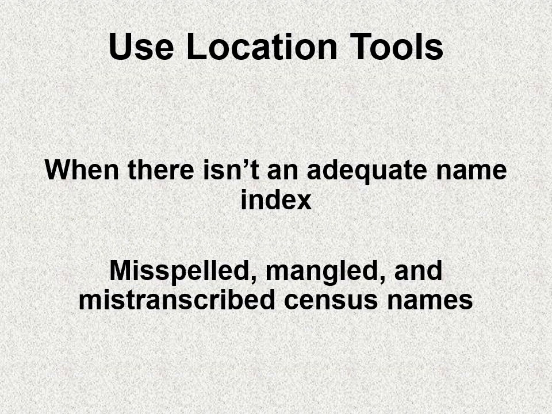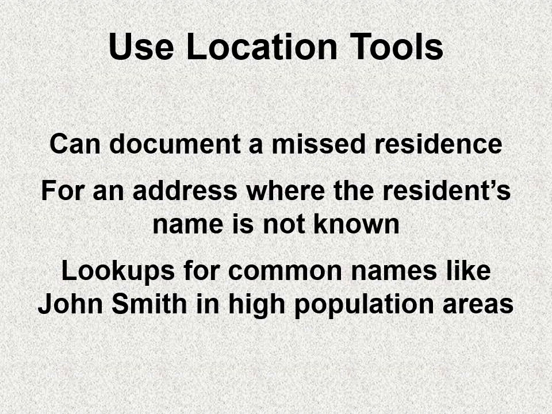If name searches don't work, and there are a number of reasons why they won't work, try location tools such as census maps and street lists, if available. For Philly's recount, Ward AM maps aren't available. So, when there isn't an adequate name index, when things are so misspelled, mangled, and mistranscribed that you can't find their name in the name index, use location tools.